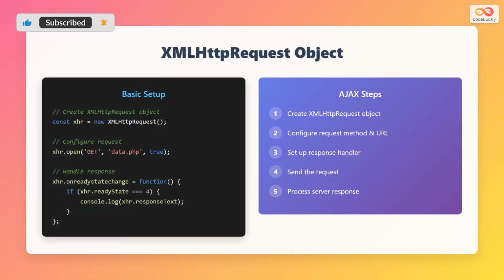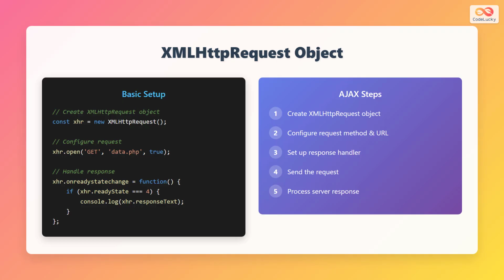The XMLHttpRequest, often abbreviated as XHR, object is a fundamental component of AJAX. It's a JavaScript object that allows you to make HTTP requests to a server. Here's a look at the basic setup. First, create a new XMLHttpRequest object using the new keyword, followed by XMLHttpRequest with parentheses. Next, configure the request by using the open method. Specify the HTTP method such as GET, the URL of the server-side script, and whether the request should be asynchronous, which is usually set to true.